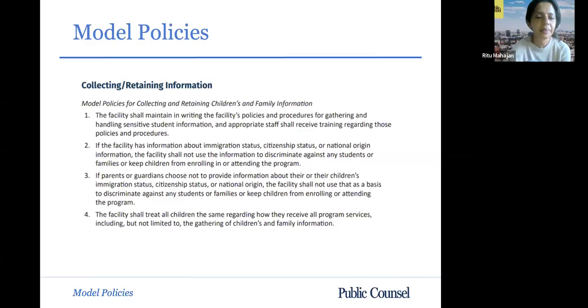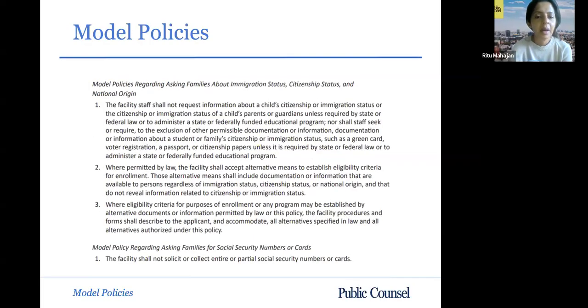Next slide, please. Again, the second part of the model policy. As a facility, you shouldn't be requesting information about child citizenship status or immigration status unless you're required to do so by some funding you receive or by some law. And if you do have eligibility criteria that you need to meet for enrollment, maybe there's another way for you to meet that criteria without revealing someone's immigration status. So as Cassidy mentioned, think about other ways that you can meet that criteria that doesn't implicate someone's legal status.